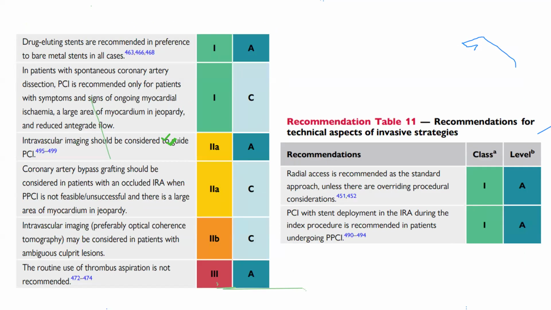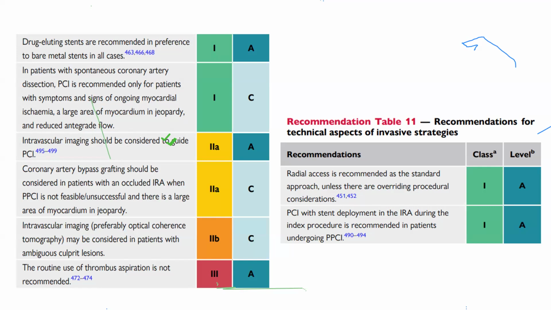Drug-eluting stents are recommended in preference to bare metal stents in all cases, class 1. In patients with spontaneous coronary artery dissection, PCI is recommended only for patients with symptoms and signs of ongoing myocardial ischemia, large area of myocardium in jeopardy, and reduced antegrade flow. Intravascular imaging should be considered to guide PCI. CABG should be considered in patients with an occluded infarct-related artery when PCI is not feasible or unsuccessful and there's a large area of myocardium in jeopardy, that is 2A.